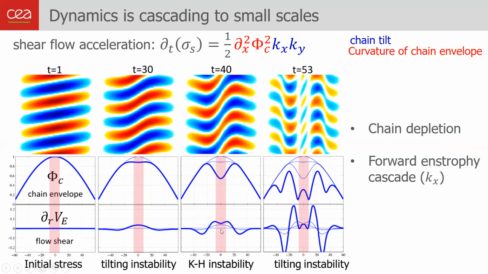You take now energy from the flow to give it back to the chain, and you have this sort of Kelvin-Helmholtz instability. And you have this in time. If you let it evolve, you have this progressive jump between tilting instability and Kelvin-Helmholtz instability. And this is in fact the forward enstrophy cascade along Kx. This is quite interesting, but at some point there is a missing ingredient here, which is curvature.